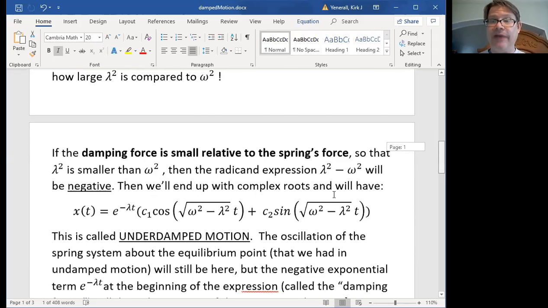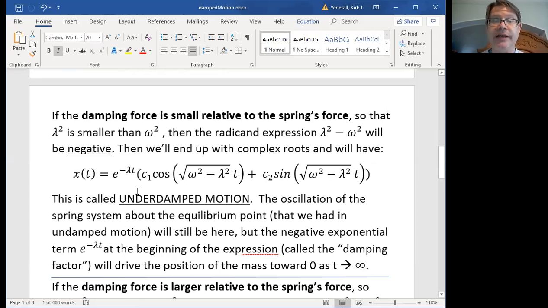So that means that the form for our solution here will be e to the negative lambda t. That's coming from the real part of the root. And that first part we're going to refer to as the damping factor, that negative exponential. And then it's going to multiply a sum of sines and cosines. We're going to have C1 times the cosine of the square root of omega squared minus lambda squared t plus C2 times the sine of the square root of omega squared minus lambda squared t.